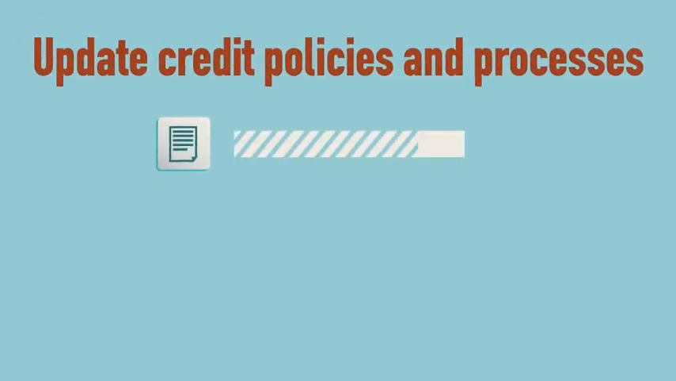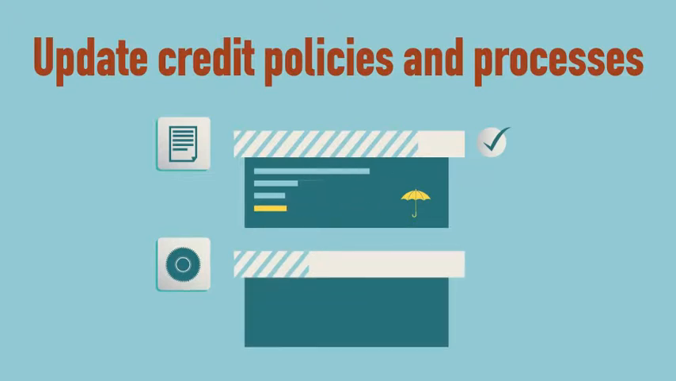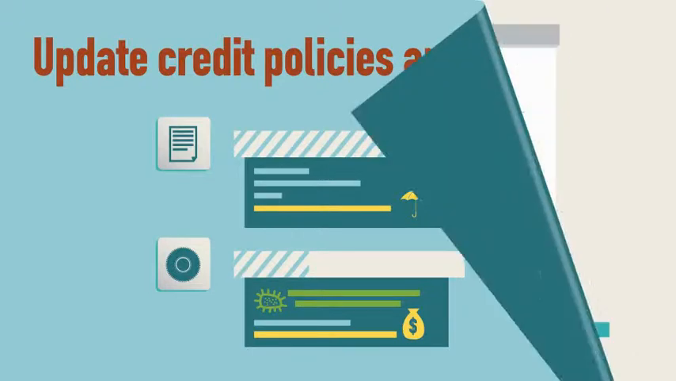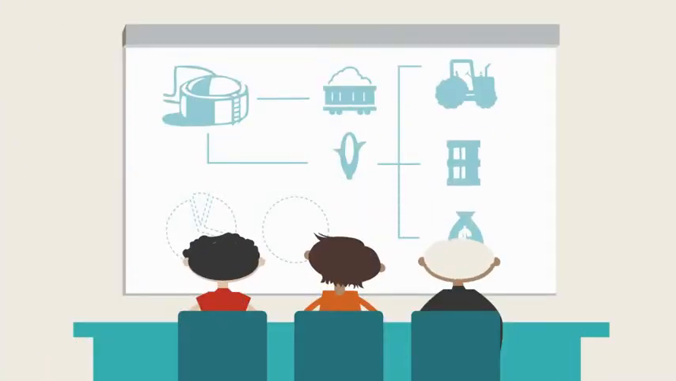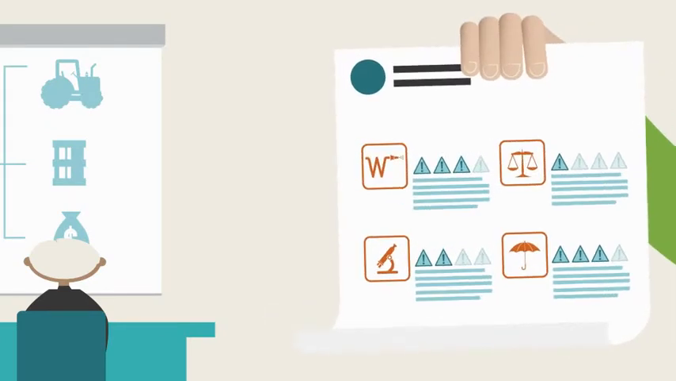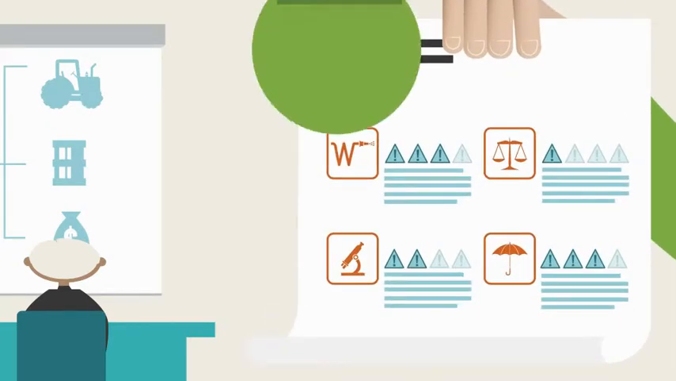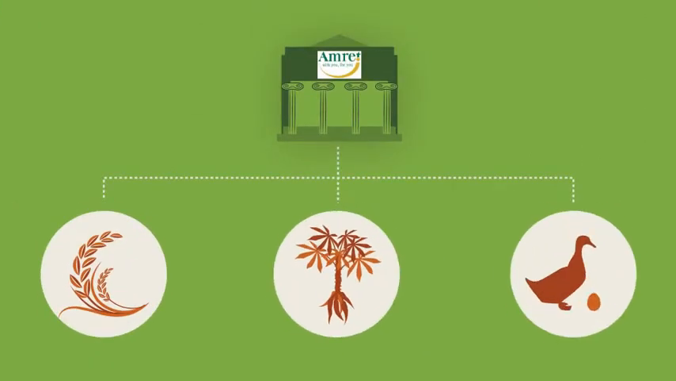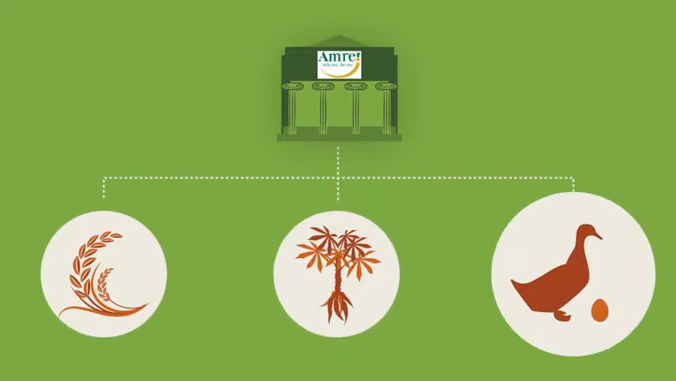Update credit policies and processes to ensure that, in addition to standard financial assessments, specific agricultural factors were taken into account. Train credit committee members to understand agricultural commodities better and ensure that applications detail and consider agricultural risks appropriately. AMRET initially produced activity cards for 3 core agricultural commodities: wet season rice, cassava, and duck breeding.